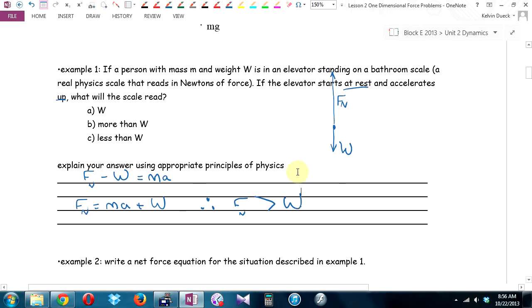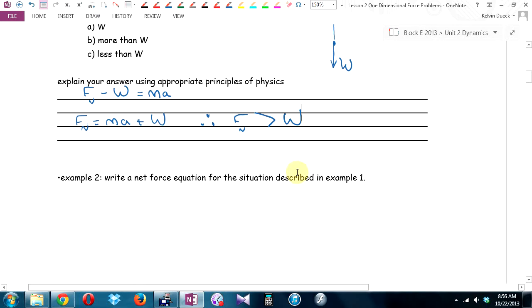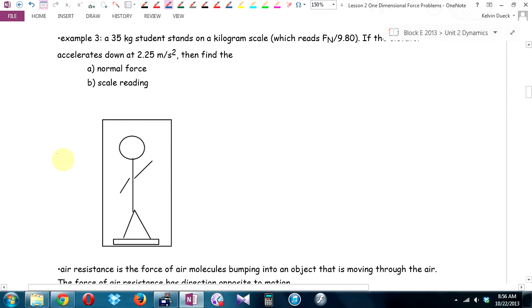Example 2 says write a net force equation. We just did. Right there. So let's crunch some numbers.